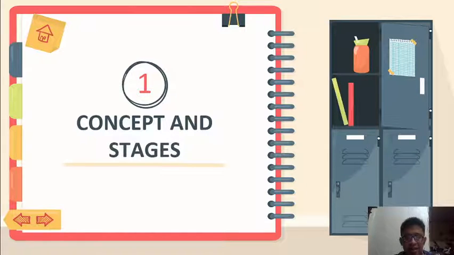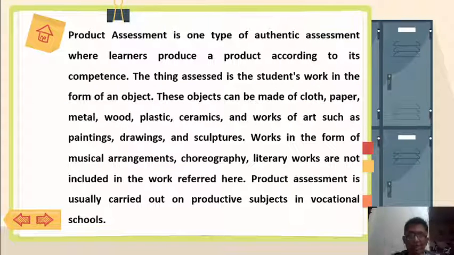The first is concept and stage of product assessment. I will present the definition first. Product assessment is one type of authentic assessment where learners produce a product according to its competence. The things assessed is the student's work in the form of an object. These objects can be made of cloth, paper, metal, wood, plastic, ceramics, and works of art such as paintings, drawings, and sculptures. Works in the form of musical arrangement, choreography, literary works are not included in the work referred here.